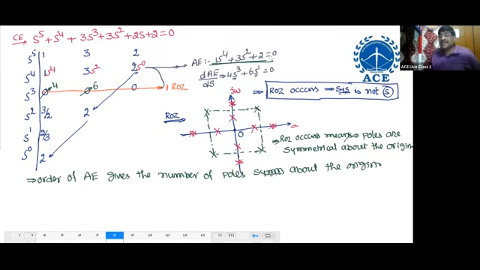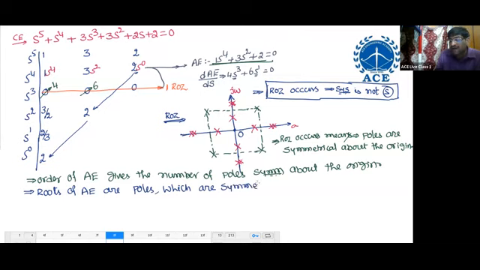The roots of the auxiliary equation are poles only. The roots of the auxiliary equation are poles which are symmetrical about the origin.